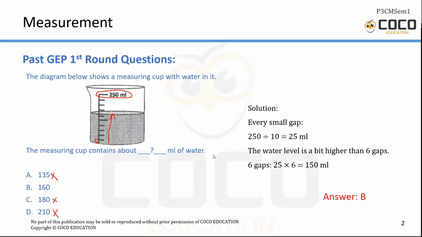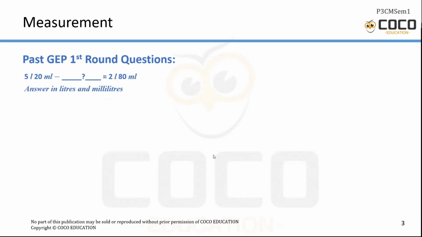Okay, so this is about the measurement of the volume. And next, they can also test your unit conversion. Now we need to find 5 liter 20 milliliter minus what equals 2 liter 80 milliliter. The answer must be in liters and milliliters.